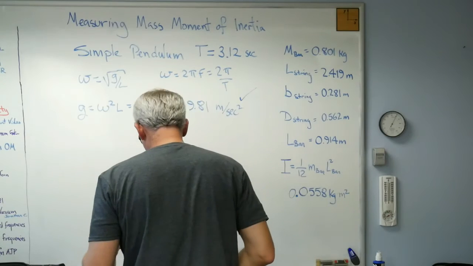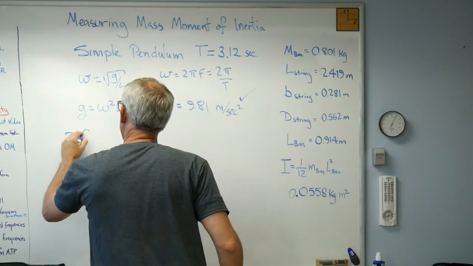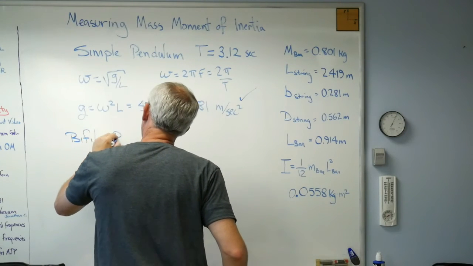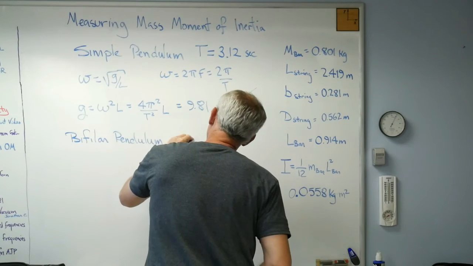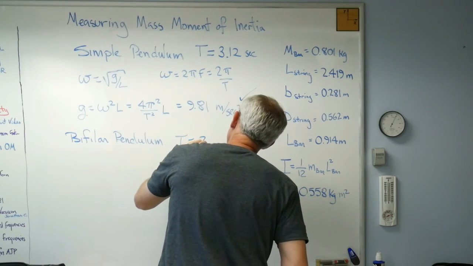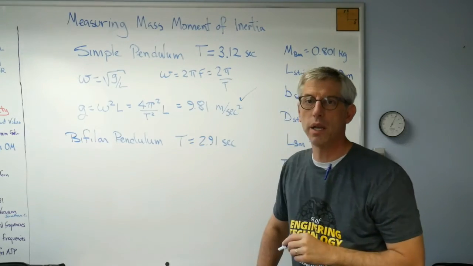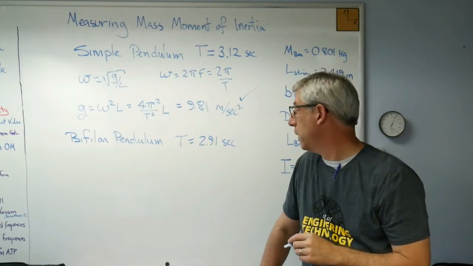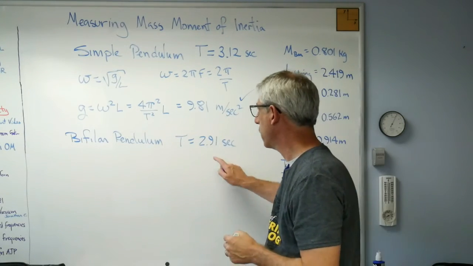So all we've got to do now is go to the bifilar pendulum. Okay, and there T was 2.91 seconds. Close, but not exactly the same. And again, it was actually 29.1 seconds for 10 swings. So that's where that number came from.